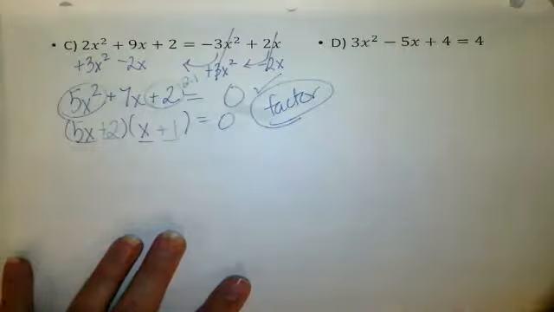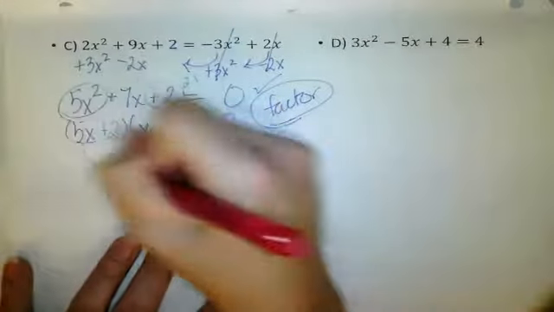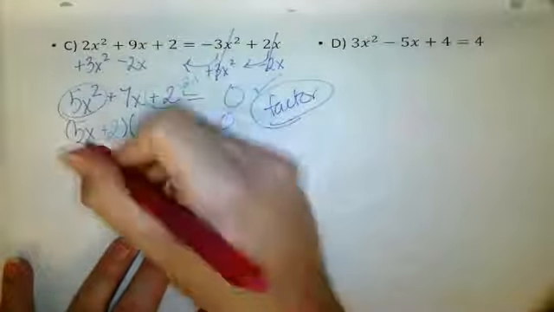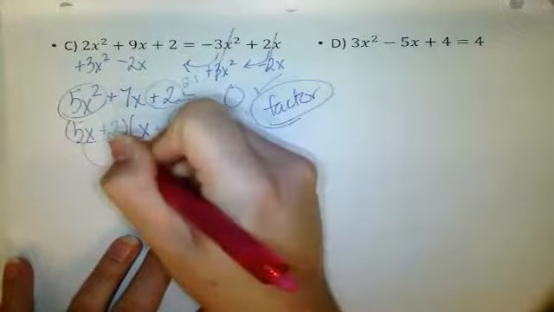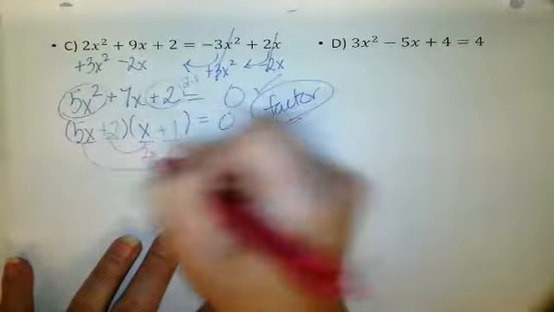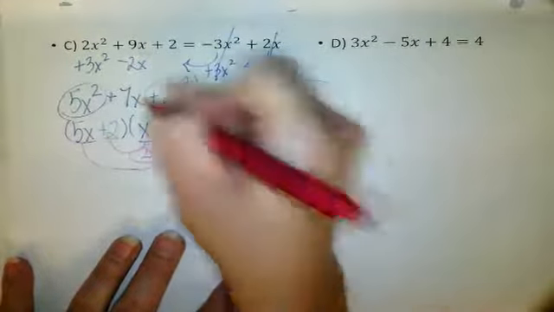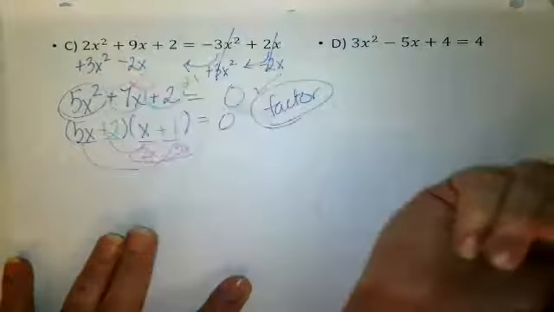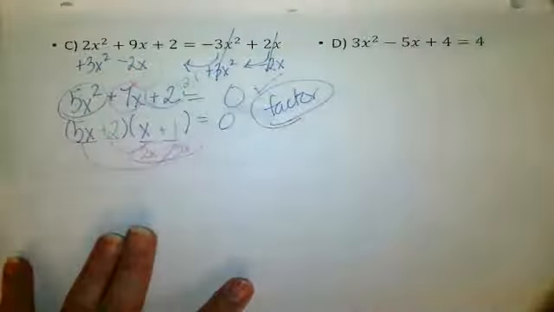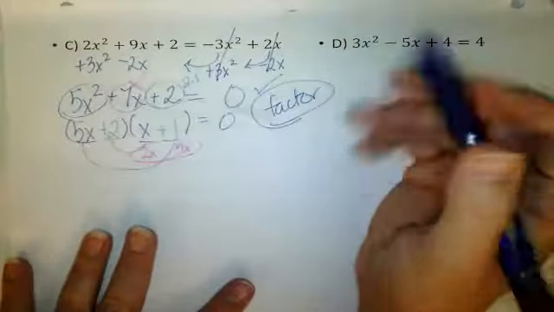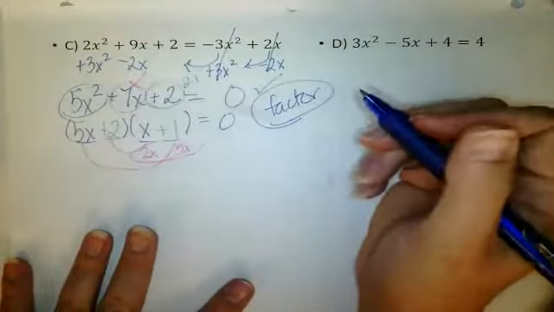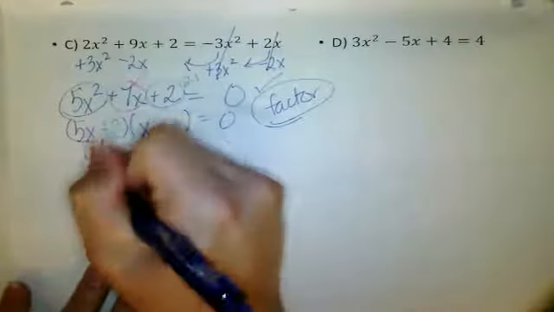How do you know if you did it right? Check the rainbow. 5x times 1 is 5x. 2 times x is 2x. 2x plus 5x gives me my 7x in the middle. Okay. And then what do we do? Set each bubble equal to 0.